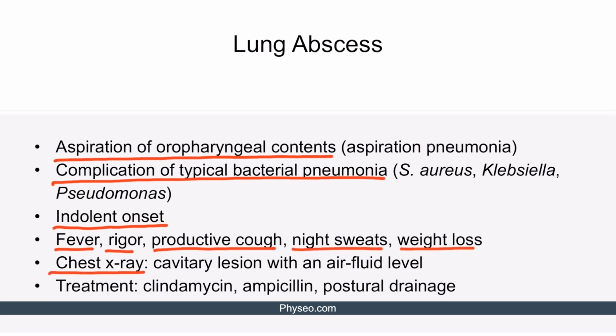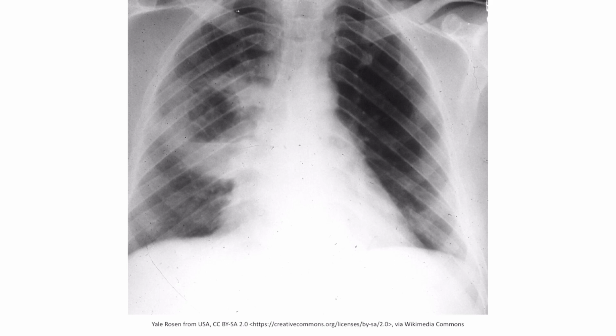Chest x-ray shows a cavitary lesion with an air fluid level. Treatment includes clindamycin and ampicillin. Postural drainage of abscess can also be helpful. This image is showing the typical cavitary lesion of a lung abscess with an air fluid level.